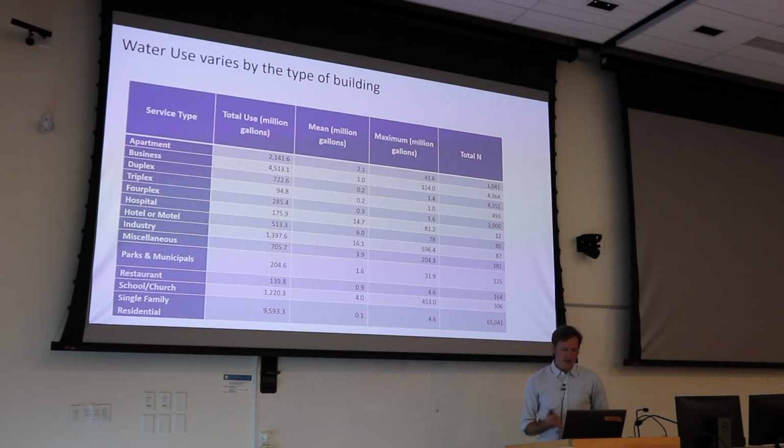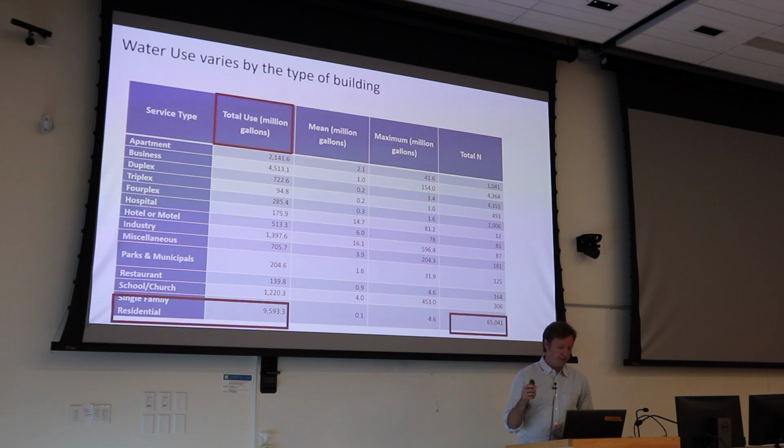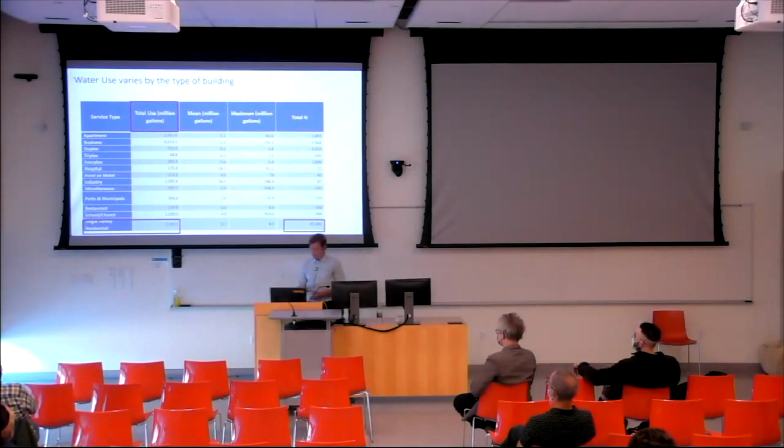Here's some water data from Salt Lake City by land use type. And it reveals a couple of interesting insights here. First, most of the water in this whole city is going to support single-family residential development. So no single-family residential property uses all that much water. It's the cumulative effect of having so many of them. So in this city, there's 65,000 single-family residential properties. They use the most amount of water cumulatively.